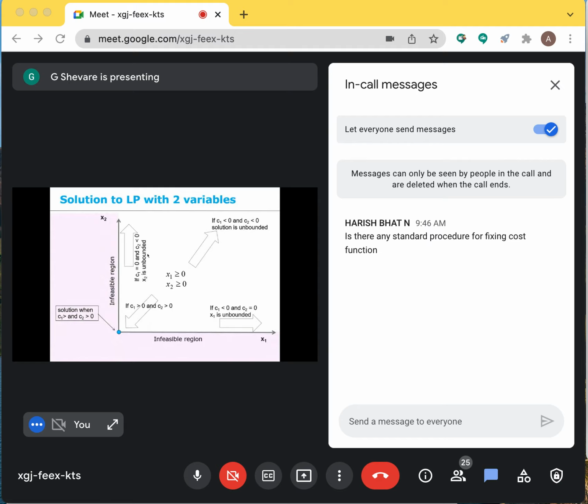Have I explained it? Harish, okay. Professor Harish, have I said it properly? He says yes, sir. Okay. Is there anything else that anybody would like to speak?